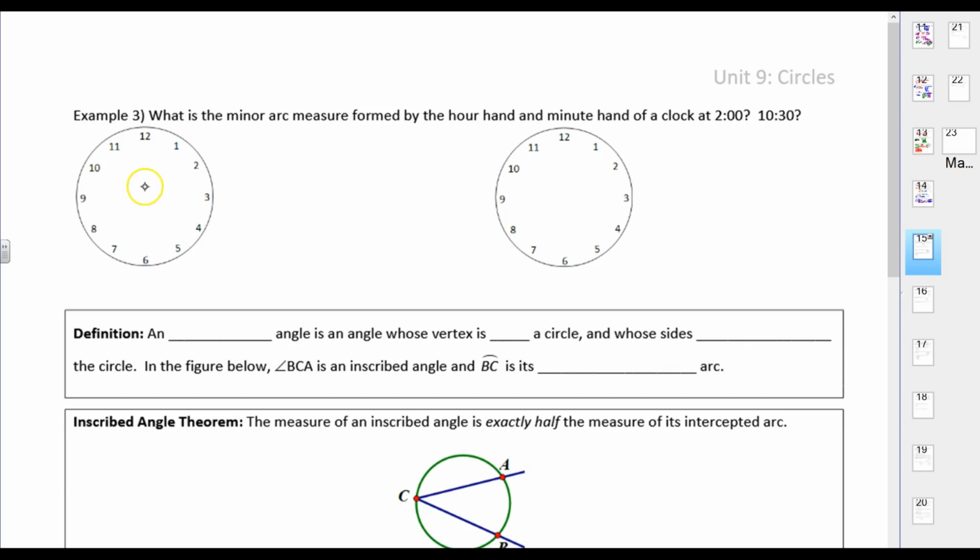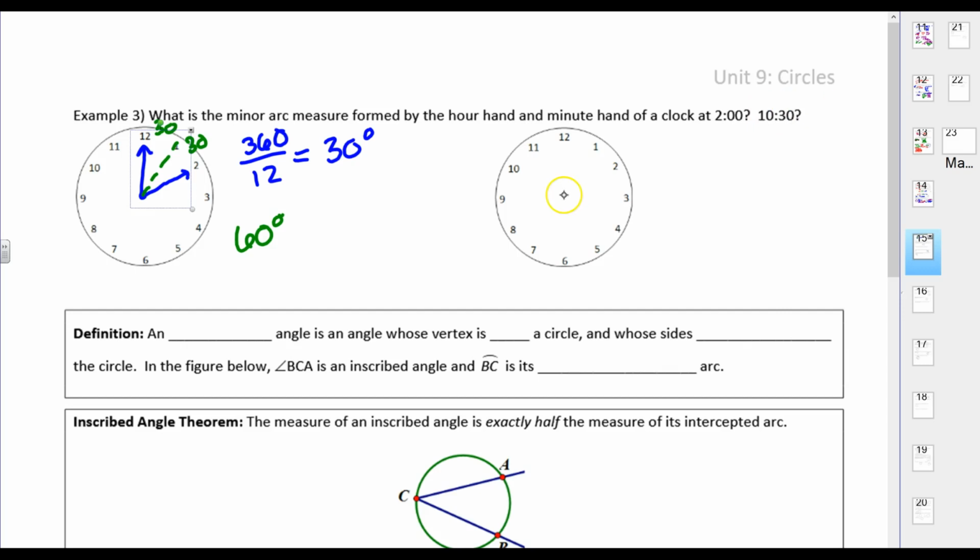Well, first let's set this up. At 2 o'clock, my minute hand is pointing straight up at the 12, and my hour hand is pointing at the 2. Now, if you recall, there are 12 segments on this circle, and 360 divided by 12 is 30 degrees, which means that each of these segments is 30 degrees. So between 12 and 2, the measure of the arc between the two hands would just be 60 degrees.